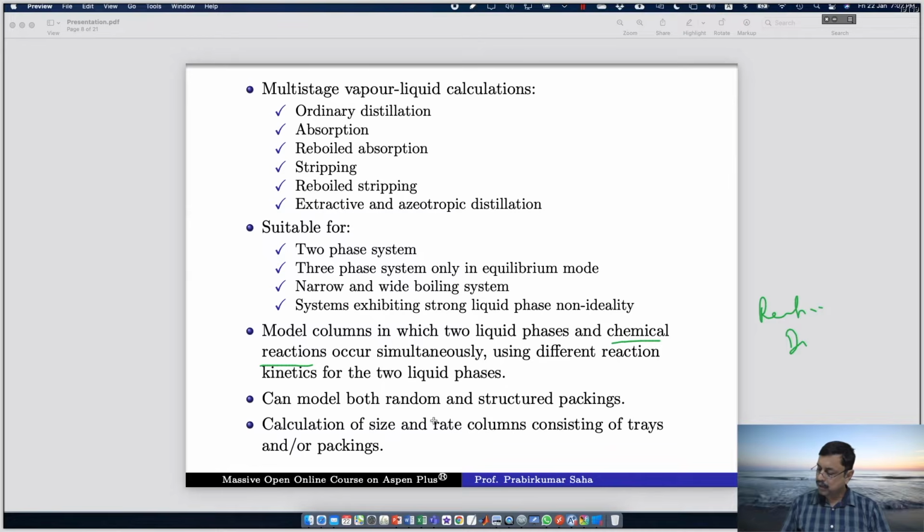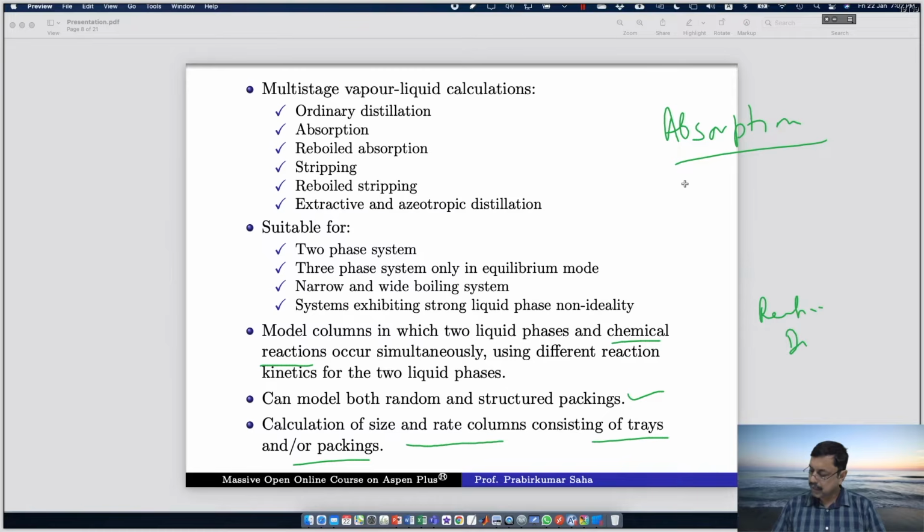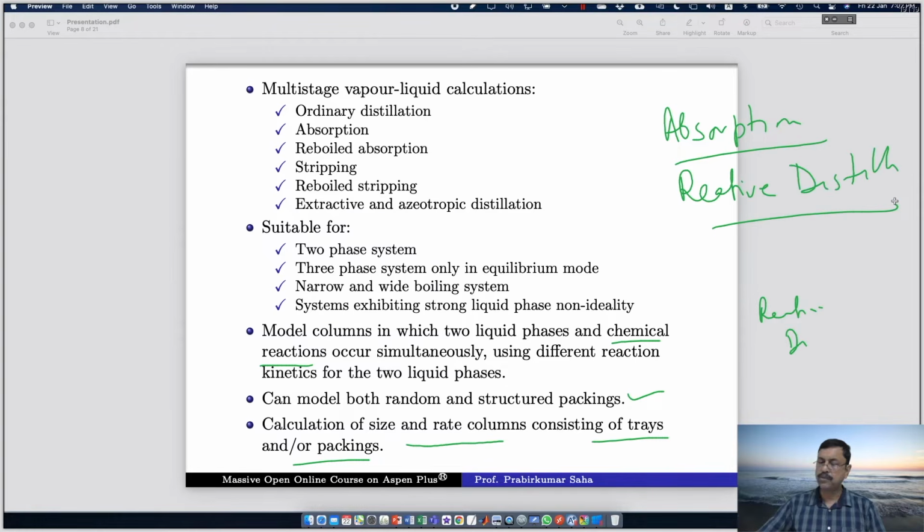It can model both random and structured packing. A few glimpses have already been demonstrated. And it can also calculate the size and rate columns consisting of trays and or packings. Now, it is not possible for me to demonstrate each and everything, but I will cover two things. One is absorption column and another is the reactive distillation. These two things will be covered in the next few slides.